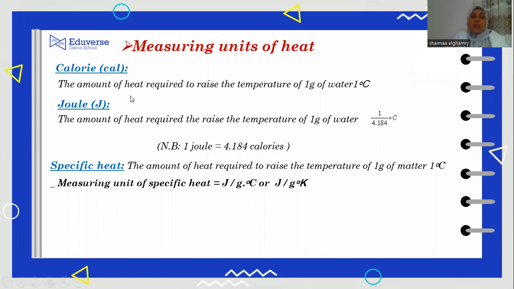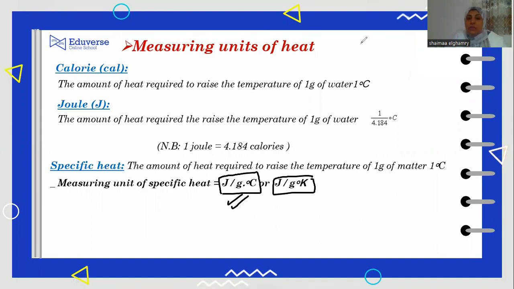Specific heat is like a fingerprint for each substance. Specific heat means the amount of heat needed by 1 gram of a substance to raise its temperature by 1 degree Celsius. The specific heat is different from one substance to another. What is the unit of specific heat? Its unit is joule per gram degree Celsius or joule per gram Kelvin, but the one which is mostly used is joule per gram degree Celsius.